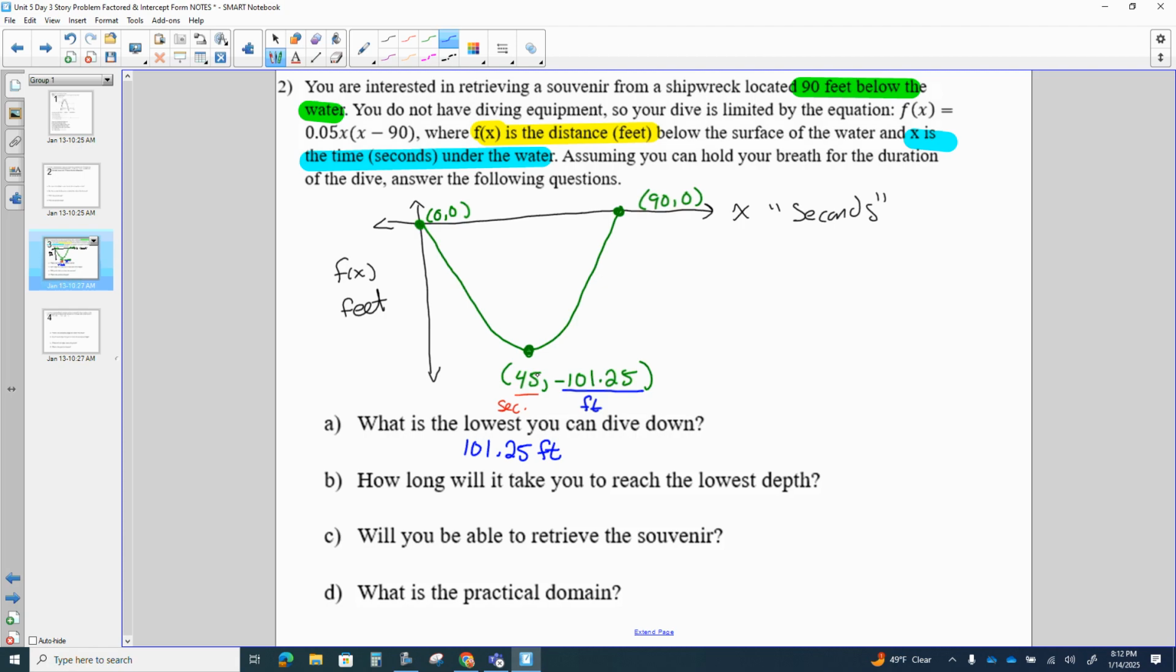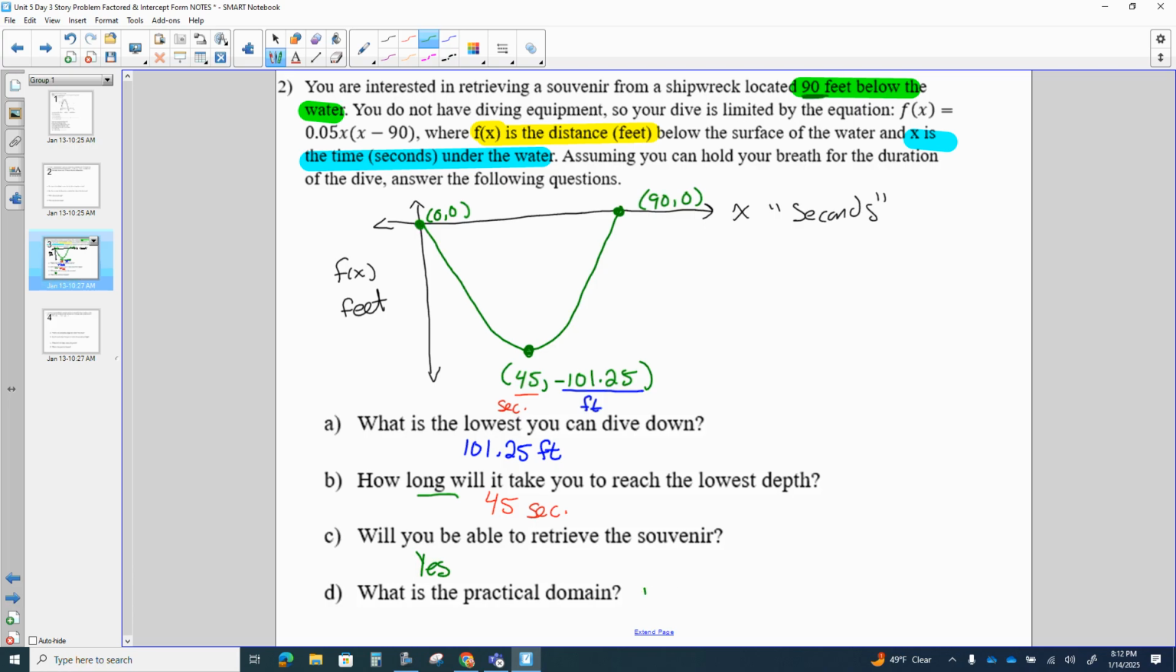How long will it take you to reach it? How long is talking about time. So our time was seconds, and that's 45. So we can get there in 45 seconds. So he's a really good diver, right? Will you be able to retrieve the souvenir? So if I can make it down to 101, remember that my souvenir is at 90. So 101 is definitely bigger than 90. I will definitely be able to reach that souvenir. I'm going to be able to get it.